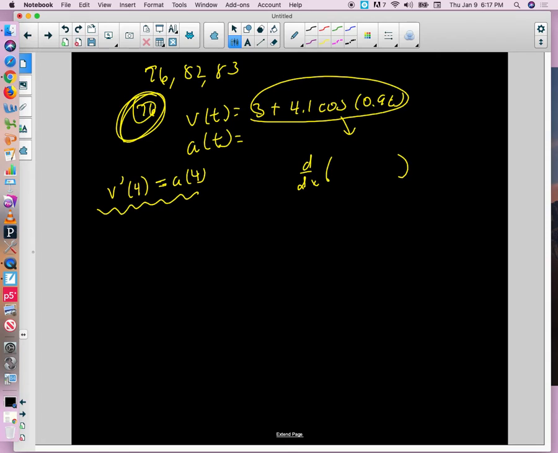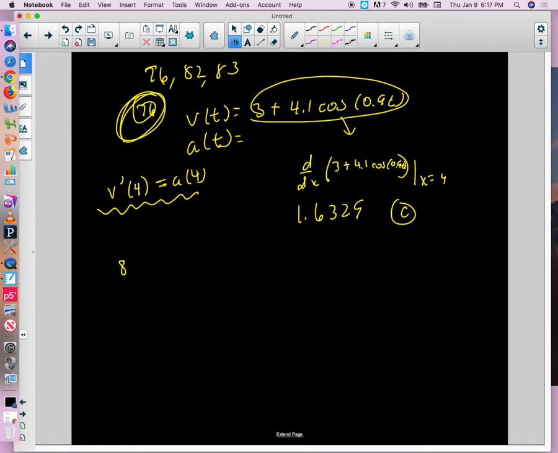I'm going to put this function in, 3 plus 4.1 cosine 0.9t, but I'm actually going to use an x. You ought to try it also. 4.1, make sure you're in radians. Cosine of 0.9x. And close that parentheses. And we want to do it when x is 4. So I'm putting in 4. And I get 1.6329, and so I get C, 1.633.